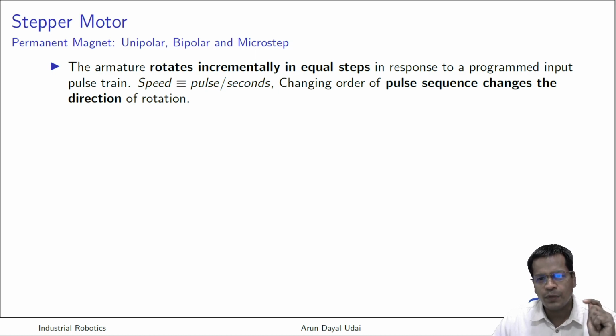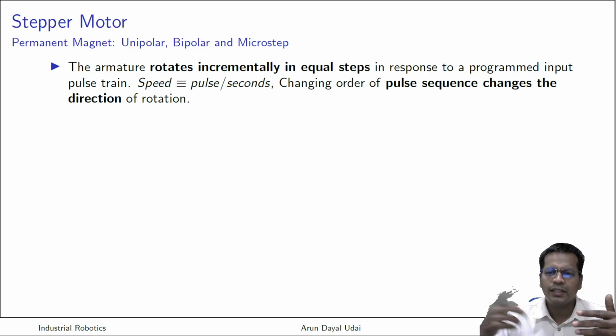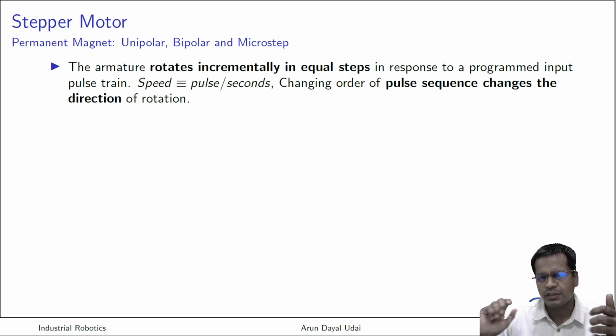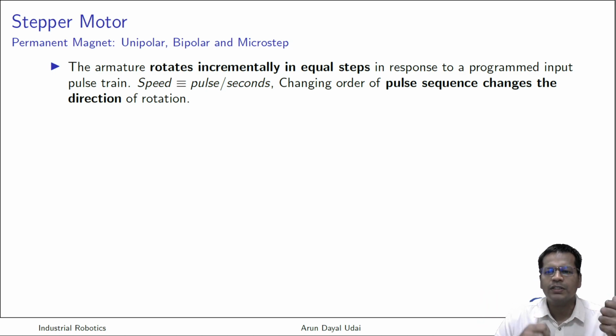Changing the order of the pulse sequence changes the direction of rotation. The direction of rotation is not dependent on the polarity of the voltage that is applied. Rather, with the same polarity, if the sequence is reversed, the direction of the motor can be changed. The sequence of pulses governs the direction of rotation. So that is how it is a little different in the way they are made to run using the driver.